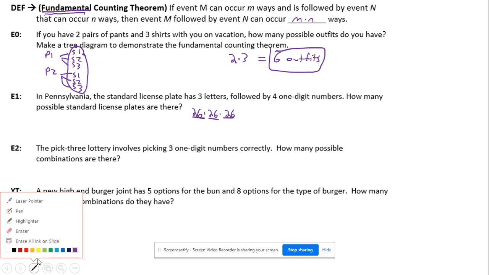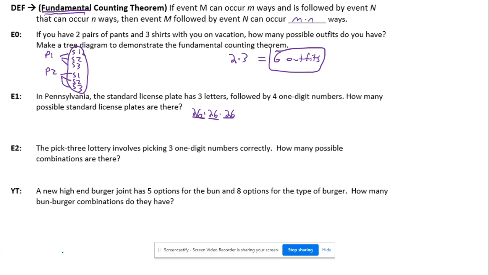So the fundamental counting theorem tells us to multiply how many options I have for each part of the license plate. Now, for the last four parts of the license plate, we're talking about one digit numbers. And how many one digit numbers are there? There's 10 of them: 0, 1, 2, 3, 4, 5, 6, 7, 8, and 9. So there are 10 options times 10 options times 10 options times 10 options.